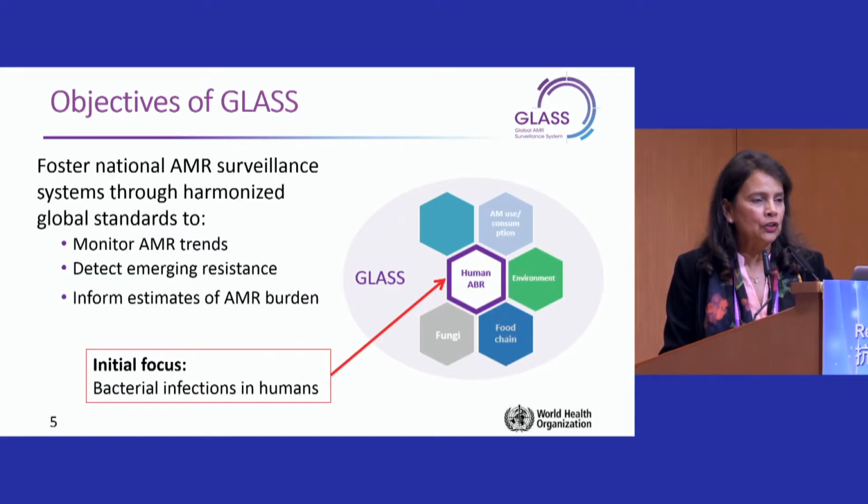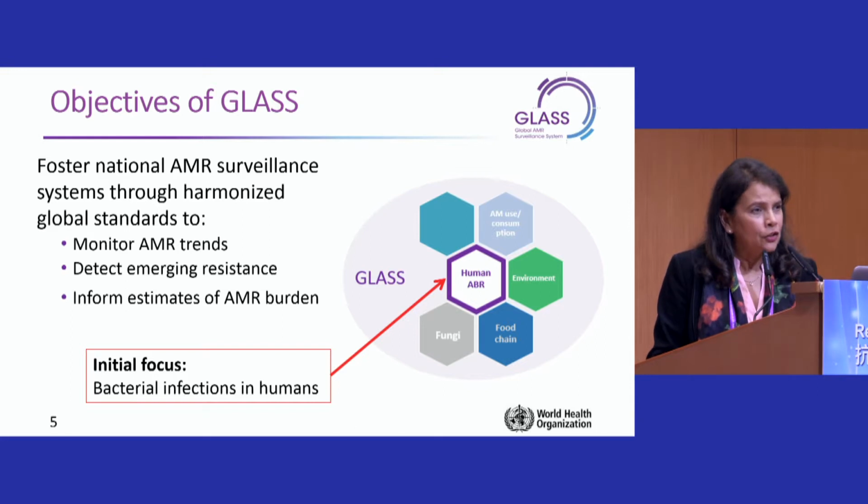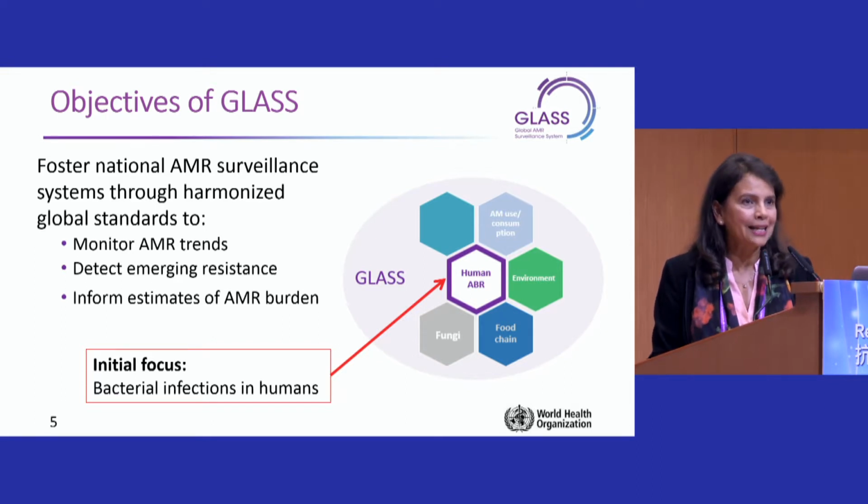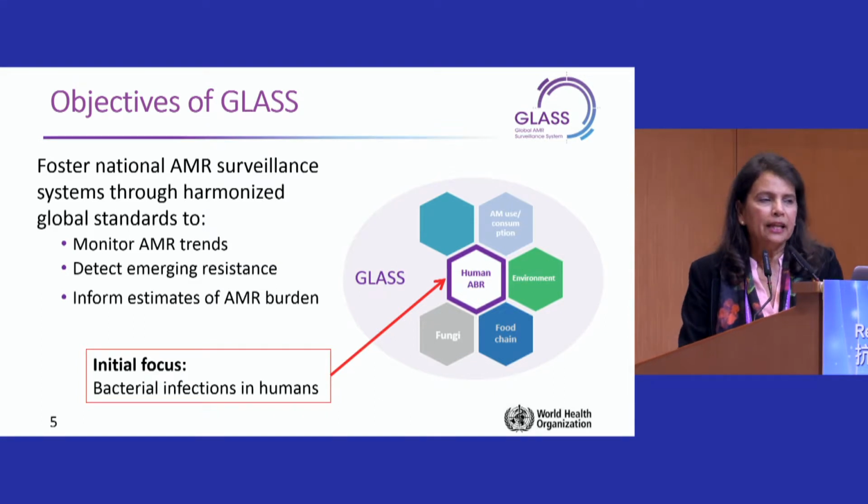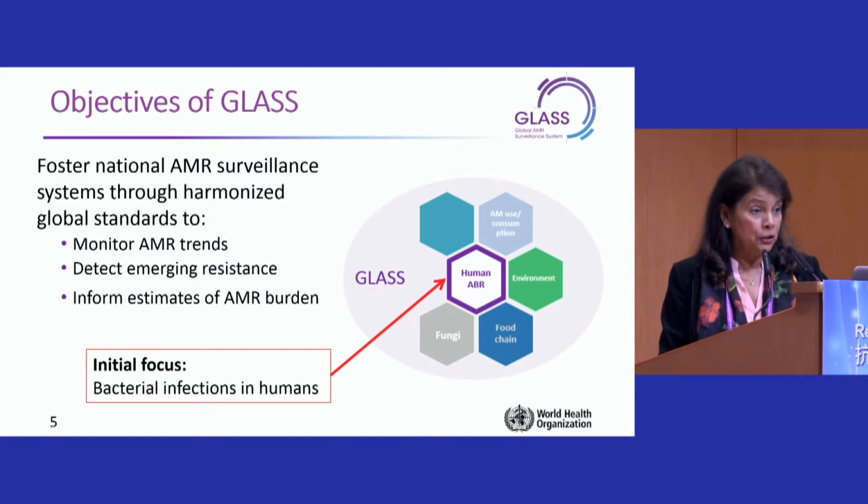And in order to build this global AMR surveillance system, the main objective from the moment we started developing it was based on seeing that some AMR surveillance is being done, but in a very fragmented manner in many countries. So the main objective was really to foster national AMR surveillance systems using harmonized global standards. Very frequently we would see different standards being used, which would not help give a global picture. And then to monitor trends, to detect the emergence of resistance, but also to inform estimates of burden.